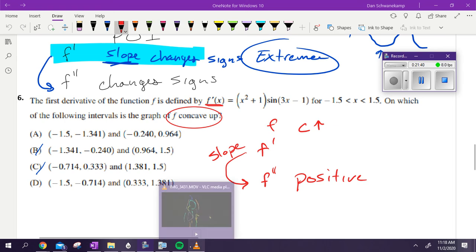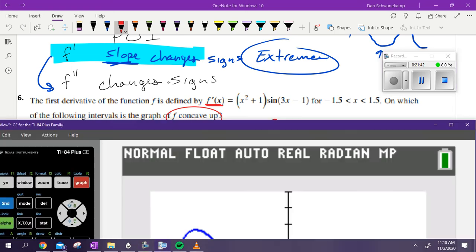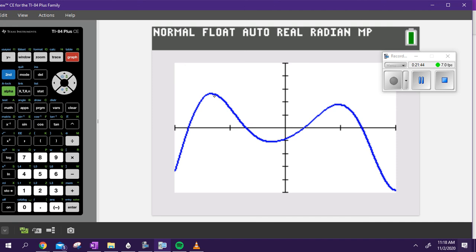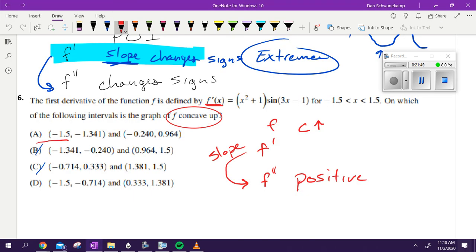The answer is A here. If I look at this graph at the very beginning, I am increasing up until this point right here. So I have to pick one when I'm increasing. It's got to include negative 1.5. That is the one I'm looking for.